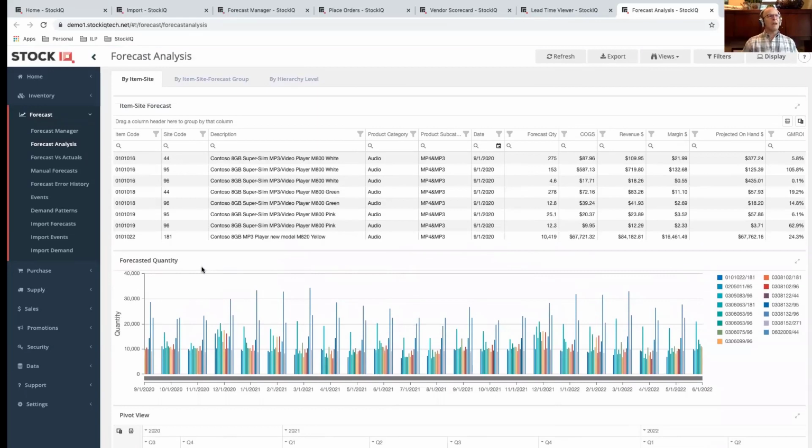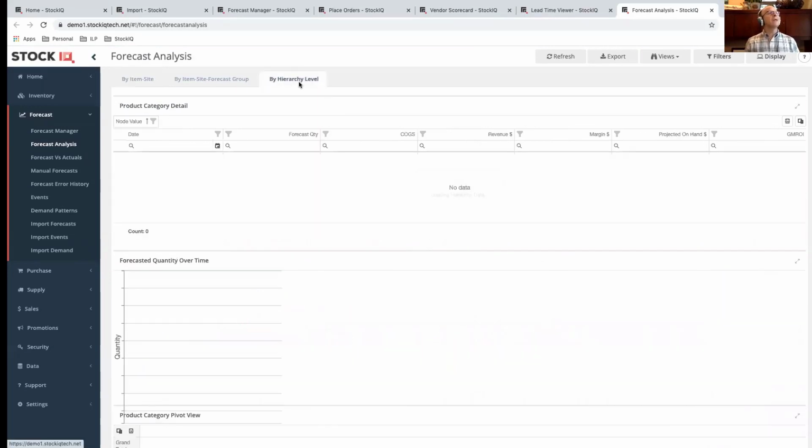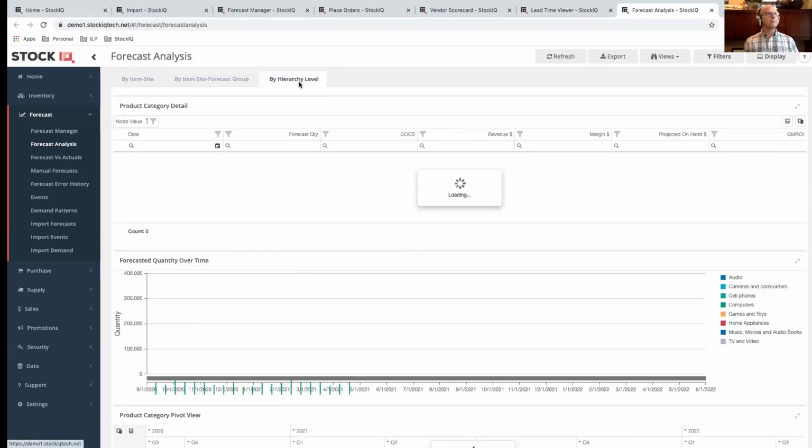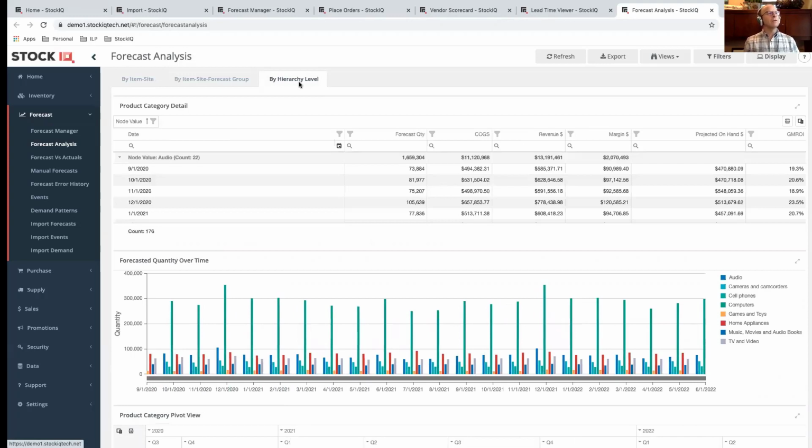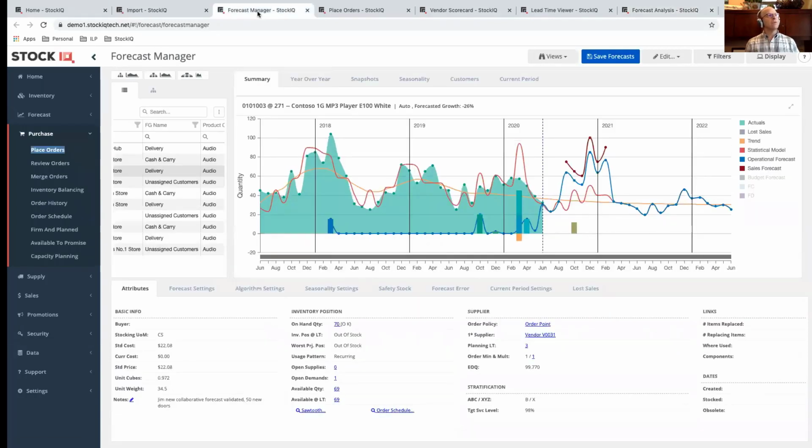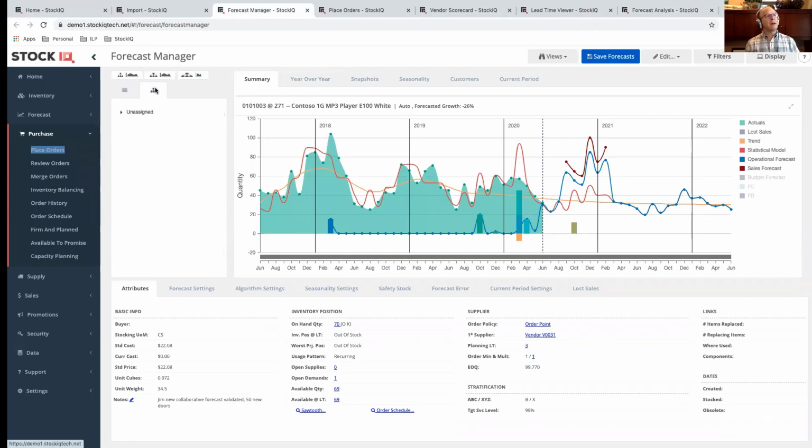Oftentimes when moving this data up, it's viewed in a different view. So hierarchies. Hierarchies are the ability to forecast at different levels of aggregated product. This is a differentiating feature within StockIQ. In a lot of cases, to get this type of functionality, you're moving to a tier 1 based forecasting system, which in a lot of cases can start at $100,000 for an individual module.